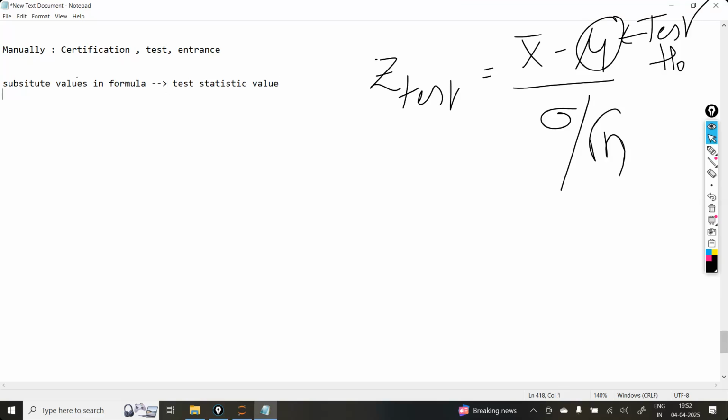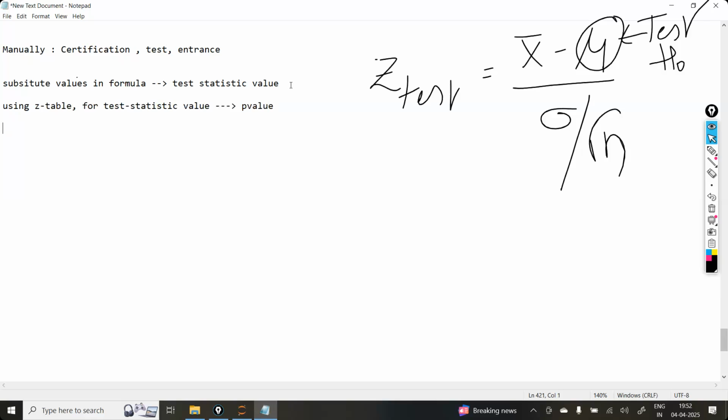After getting the test statistic value, using the Z table, for the test statistic value you have got, you are going to calculate the p value. Using the Z table, you will calculate the p value. Now, what p value have you received? You have to check whether the p value is in the acceptance area or in the rejection area, and you have to reject.